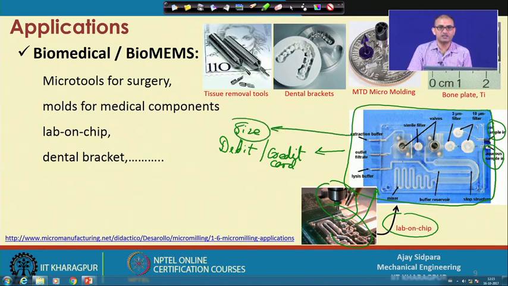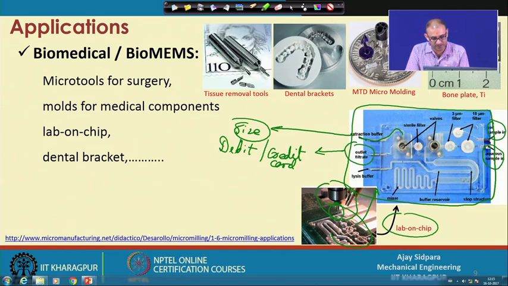So, size is very small. You can imagine how to machine this particular component. The micro end mill cutter is used to cut all these particular features, and you can see the different buffers available, the extraction buffer. That means, once it is processing through all these things, there will be an outlet and you can get the required result.